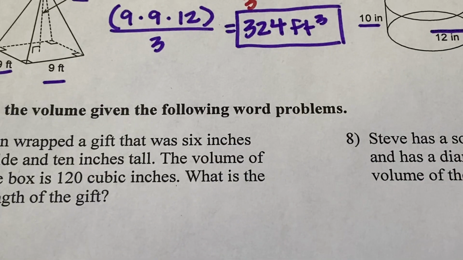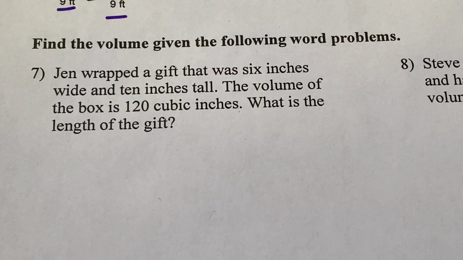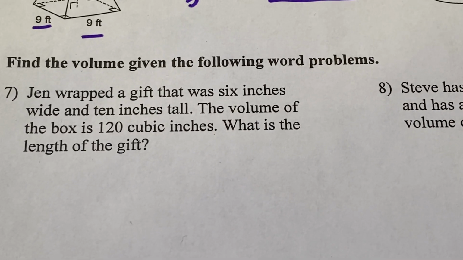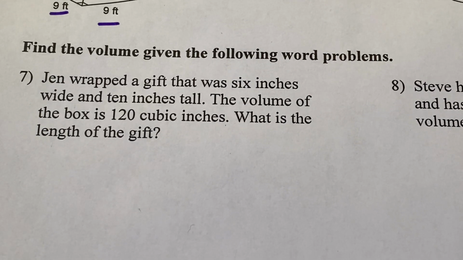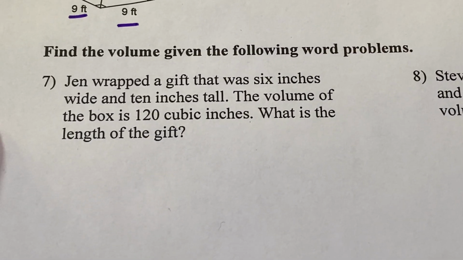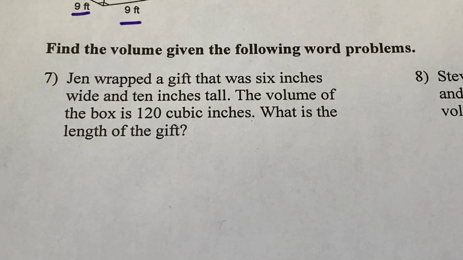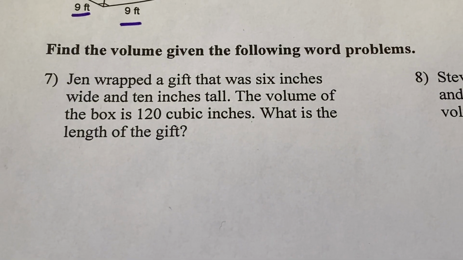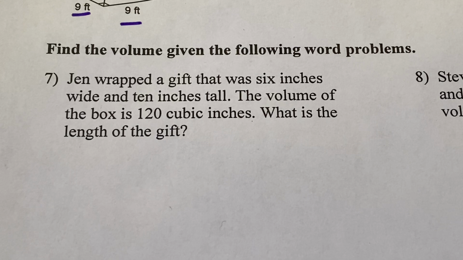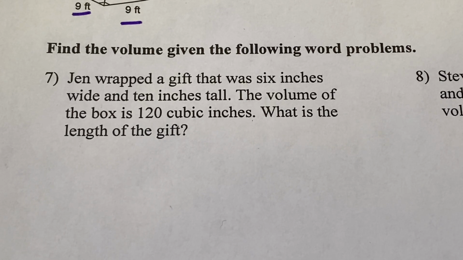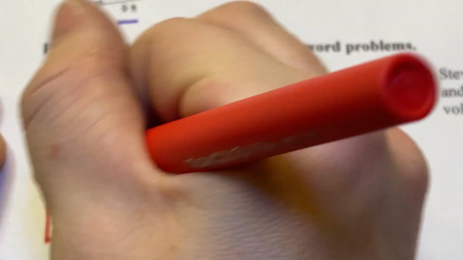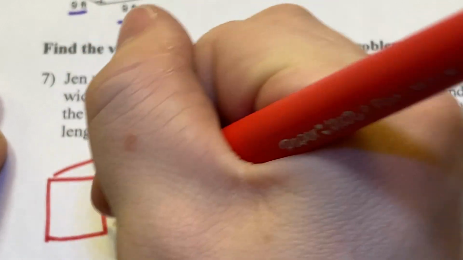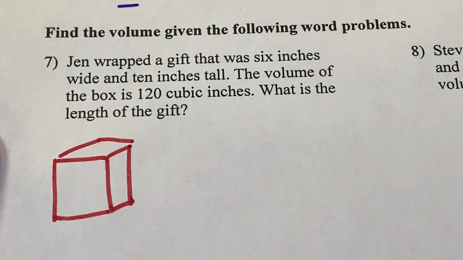Don't know. Okay, for numbers 7 and 8, we're still talking about finding the volume. They're just word problems. So let's go ahead and give ourselves a picture, identify the measurements we need, and then answer the question. Number 7 says, Jen wrapped a gift that was 6 inches wide and 10 inches tall. Okay, no weird gifts here. What shape can we assume this gift is? A rectangle, like a box. Okay, so I'm gonna just draw myself a cute little box. I was never the best in my drawing classes, that's okay.